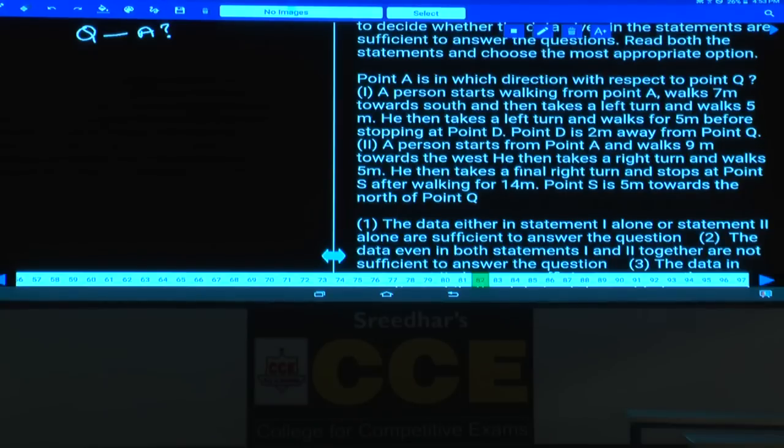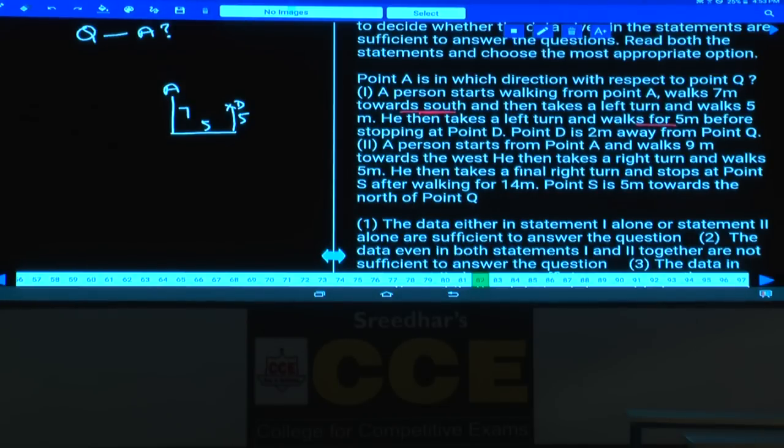Condition number 1. A person starts walking from point A, walks 7 meters towards south. Now let us take this is point A. From here first he traveled 7 meters towards south, and then takes a left turn and walks 5 meters. He then takes a left turn again, left hand side, and walks for 5 meters before stopping at point D.